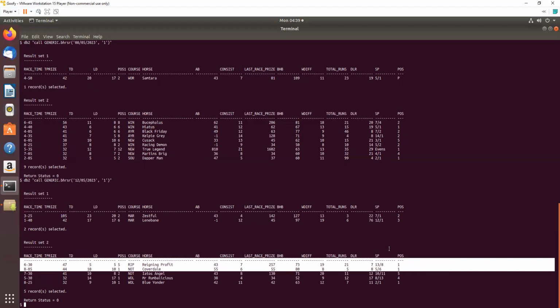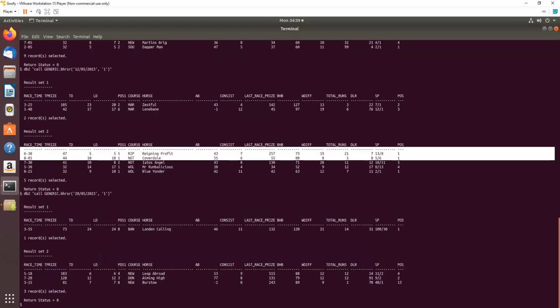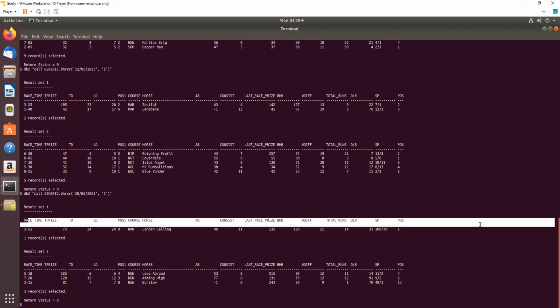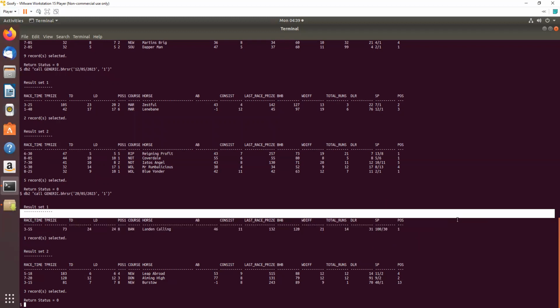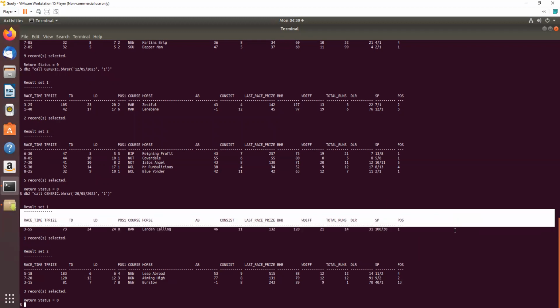So if we look at our last race, now this was just recent on the 20th of May. I think it was a Saturday. We had a decent race at Bangor on the £7,000 race. Basically, the horse won at 100-30.